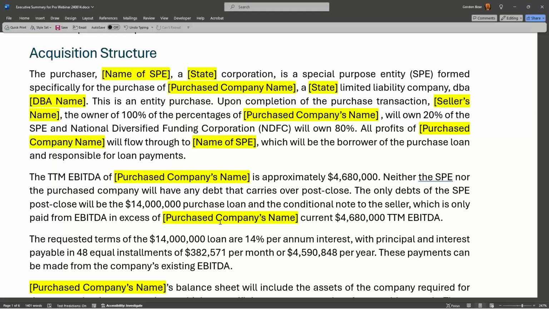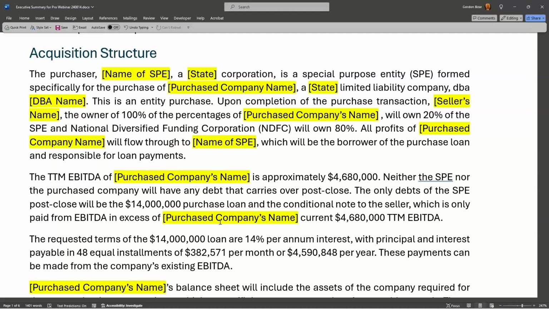A state corporation, so you would put the state in there, Delaware, Wyoming, New York, whatever the state is that we're incorporating that SPE in, is a special purpose entity formed. Oh, and by the way, special purpose entity. You wouldn't know this if I didn't tell you, but the very fact that you have structured the acquisition to use an SPE already puts you at a professional level of respect by the lender, that without the use of that, that they'll read here and see here, you wouldn't have.